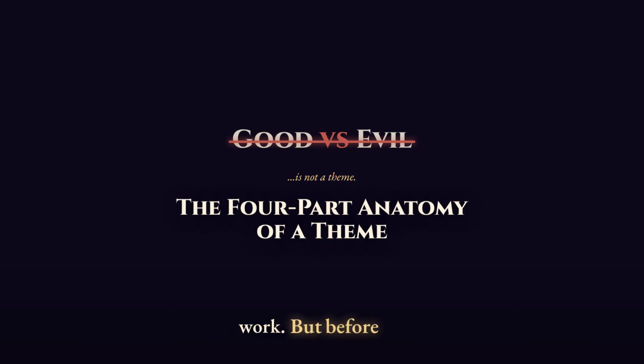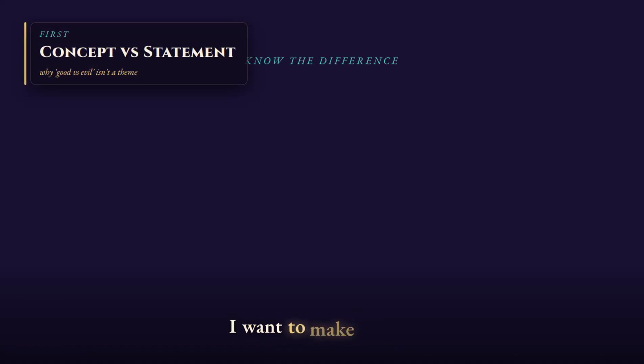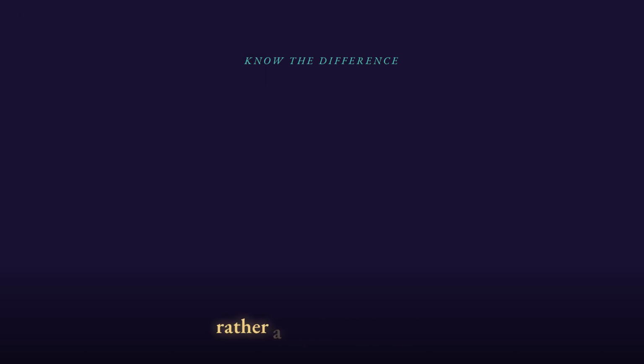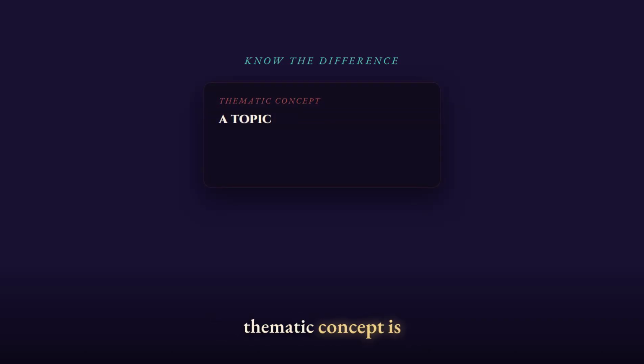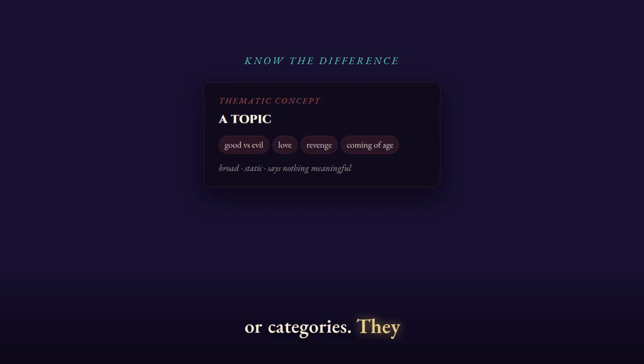your own work. But before we dive into what a theme truly is, I want to make it clear why good versus evil is not a theme, but rather a thematic concept or a topic. A thematic concept is something like good versus evil, love, revenge, or even coming of age. These are broad subjects or categories. They tell you what the story is generally about, but they don't actually say anything meaningful about these subjects.